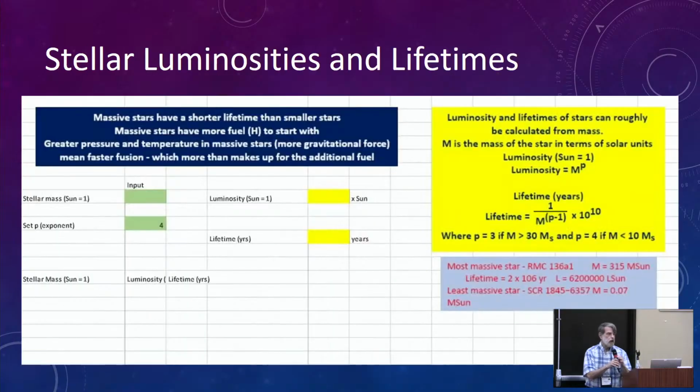This is a more computational activity where they were putting formulas on the spreadsheet in order to calculate, not the mass of the star. They would input the mass of the star and it would calculate roughly what the luminosity of the star was in solar units or the lifetime of the star in years.